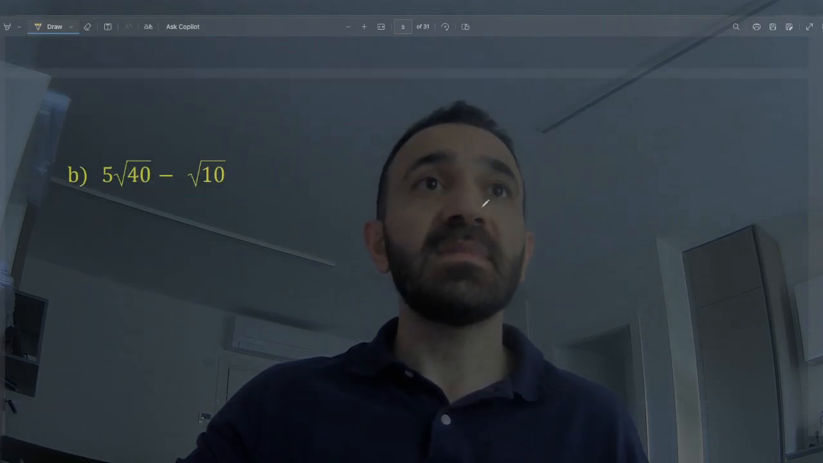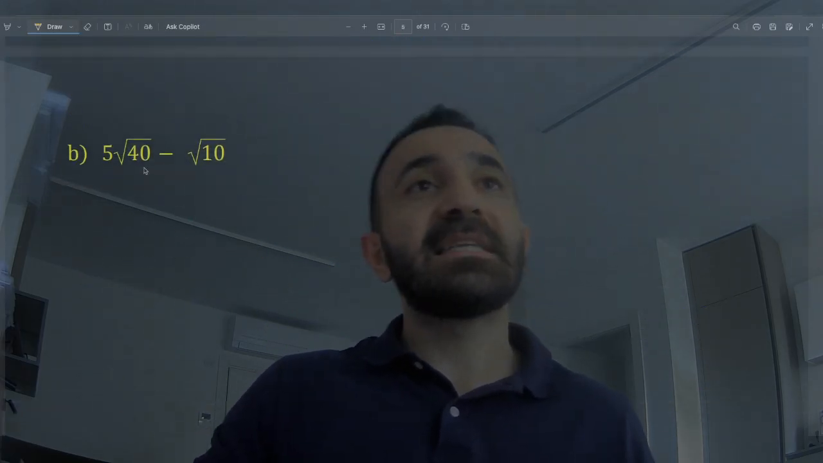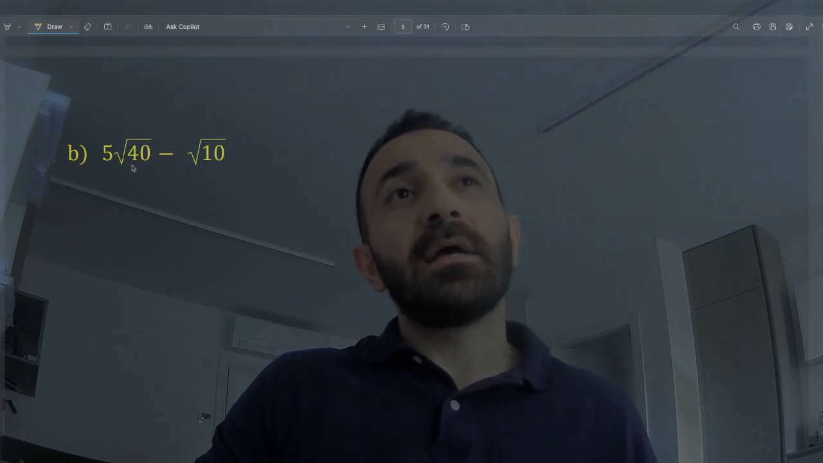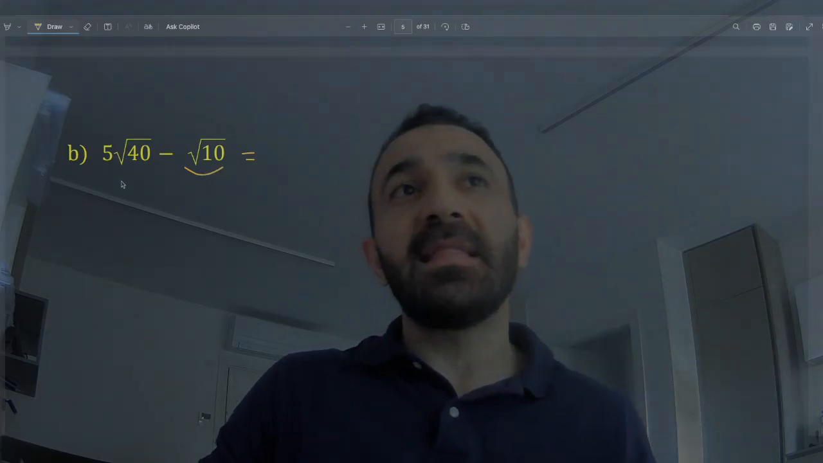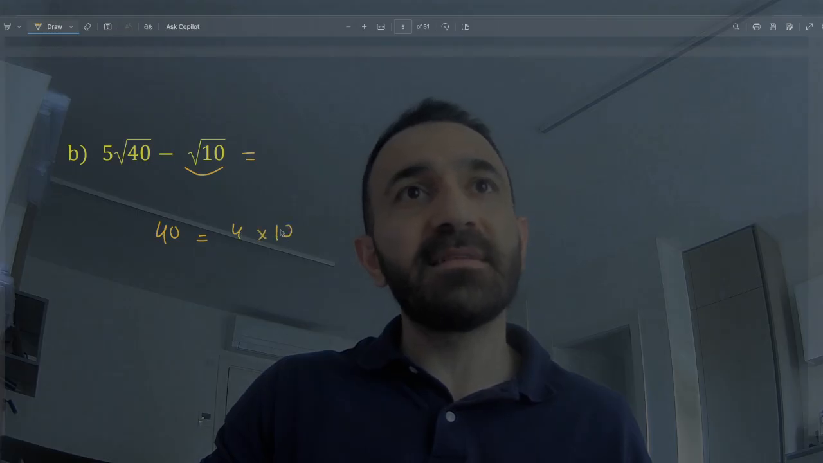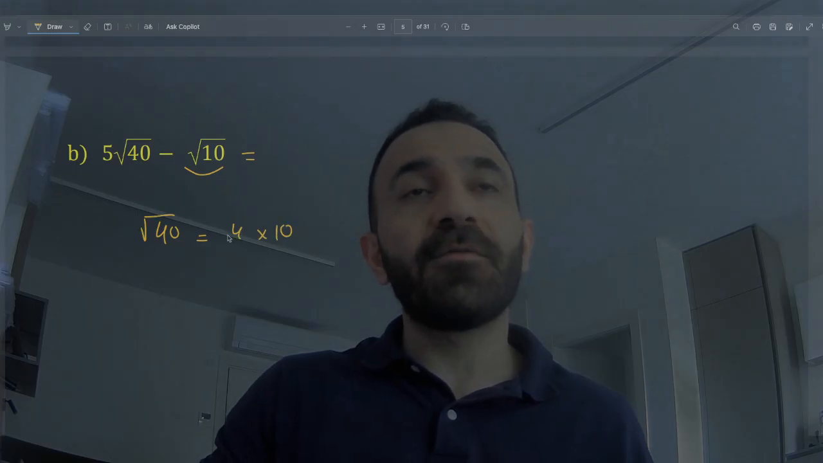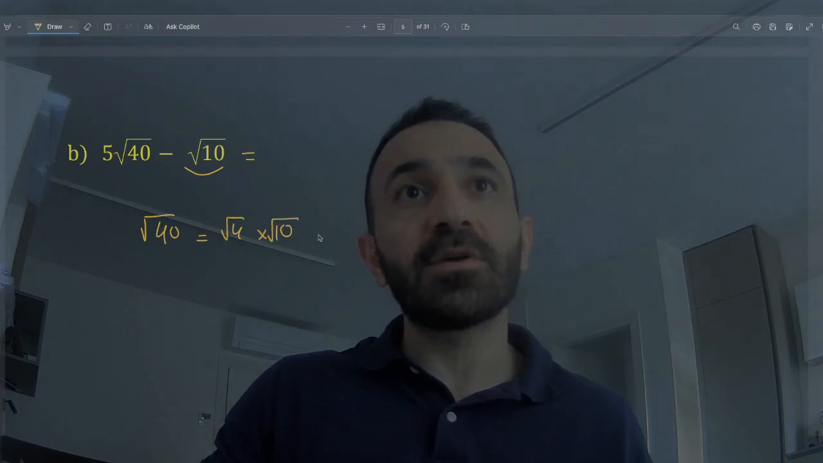Okay? Another one. What about this case? So how can I simplify this? A square root of 10, I cannot do anything with that. But look at the square root of 40. 40 is 4 times 10. So the square root of 40 is the square root of 4 times the square root of 10.